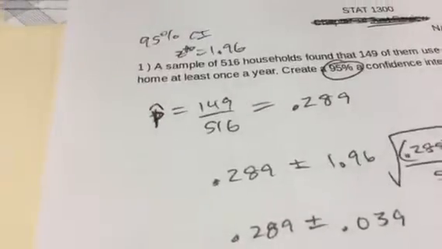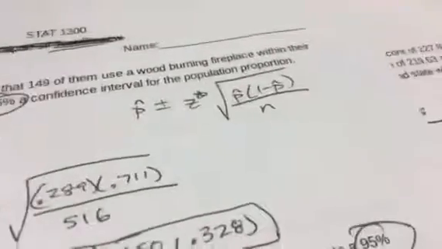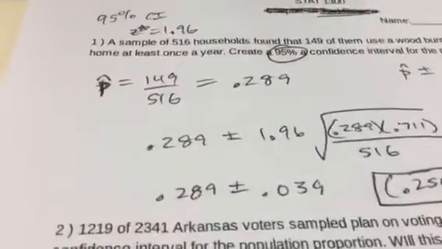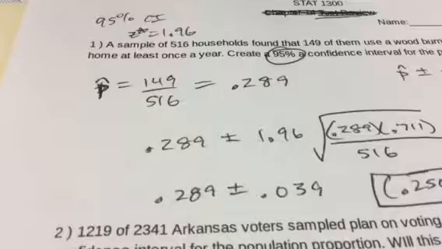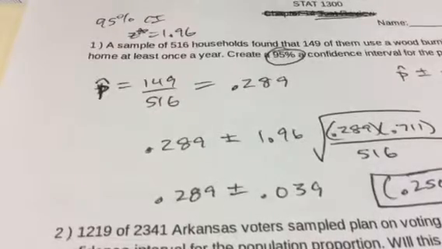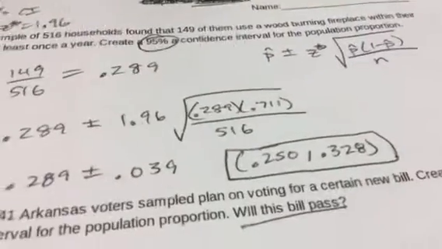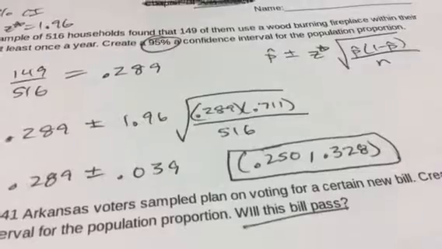All right, folks, moving on. We got some p-hats here, a sample of that population proportion. That means you use this formula. You just got to figure out what p-hat is. Z star for a 95% confidence interval is 1.96. Just type that in correctly. 3.9% is the margin of error.